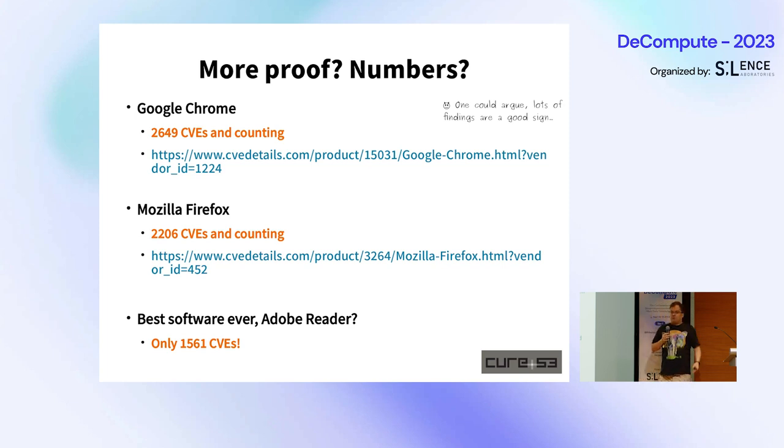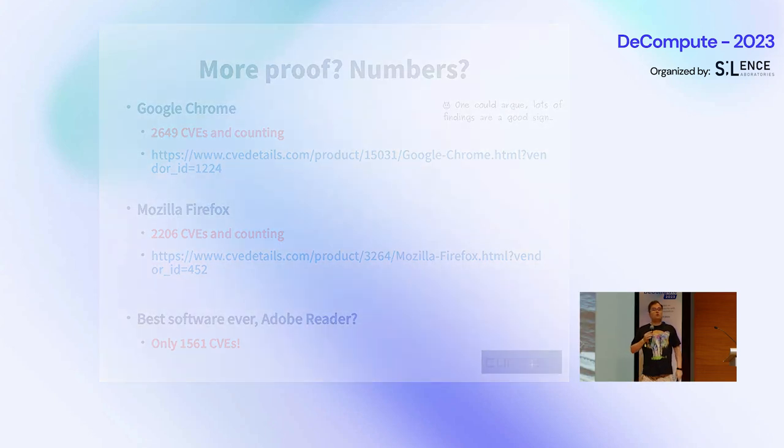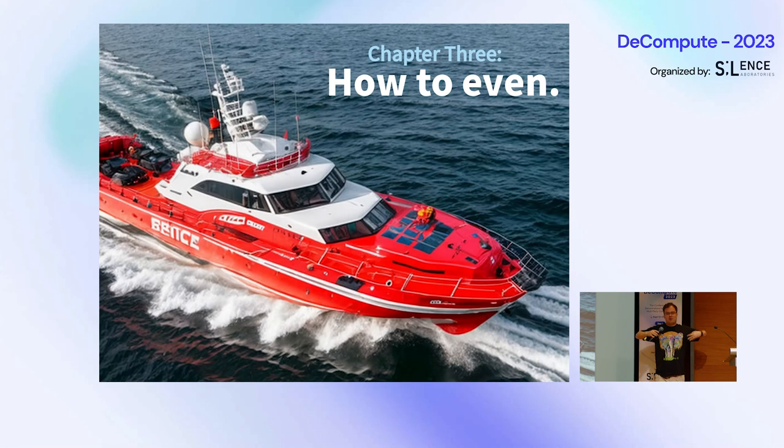Firefox, same thing. 2,206 CVEs and counting. And even if you take the worst possible software that is out there that no one would ever install, even at gunpoint, Adobe Reader, which is the most insecure thing that you can install, they even have fewer CVEs than the two browsers. Can you imagine that? We're trusting something that is less secure and has more issues than the freaking Adobe Reader. Would you put your wallet into Adobe Reader? I don't think so.